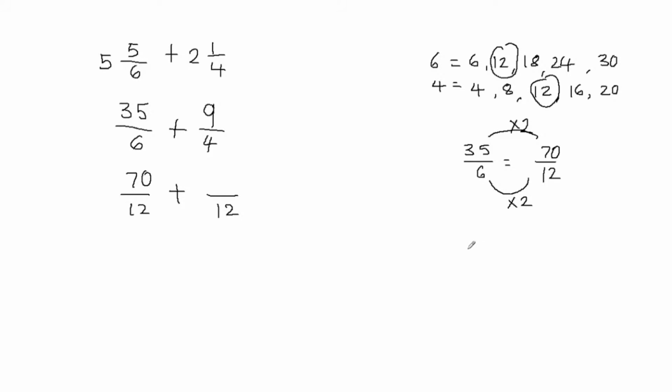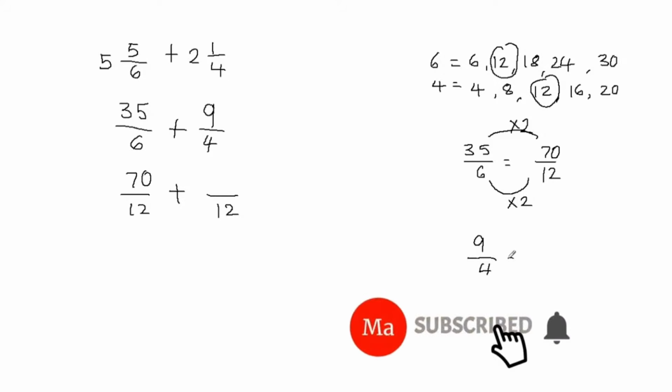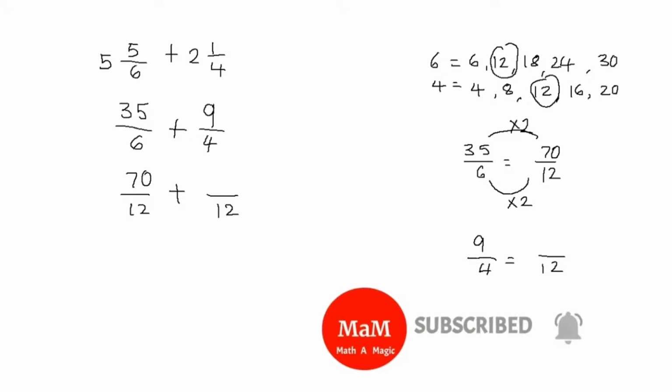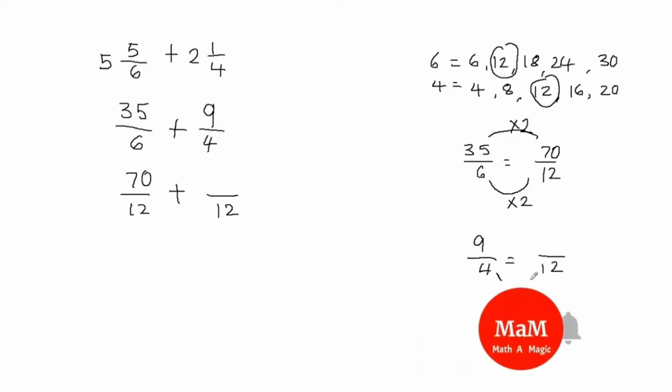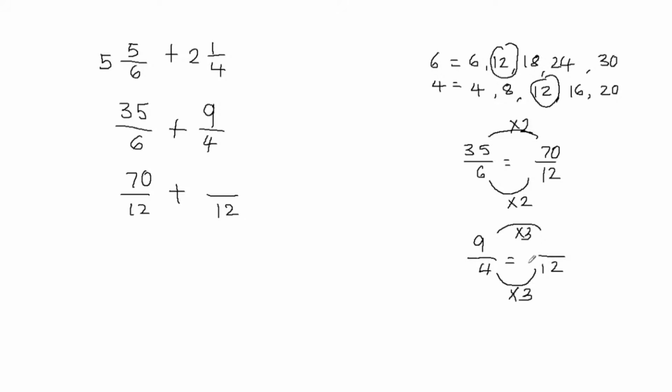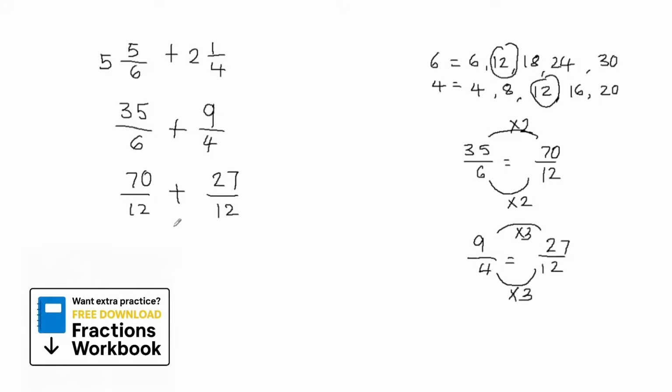Now, again, I need to do the same process. I want my denominator to be 12. Okay, now what do I multiply 4 by to make it 12? Well, I can multiply this by 3. If I multiply my denominator by 3, I would also have to multiply my numerator by 3 to balance my fraction. 9 times 3 will be equal to 27. So 9/4 is equal to 27 over 12. These two are the equivalent fractions, and I can replace 9/4 with 27 over 12. So in place of 9/4, I'm going to write 27 over 12.